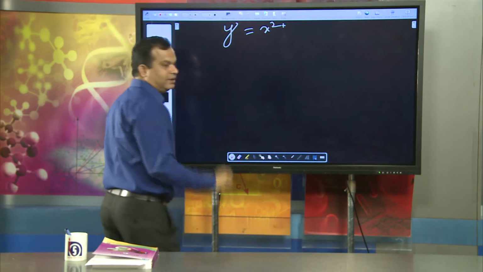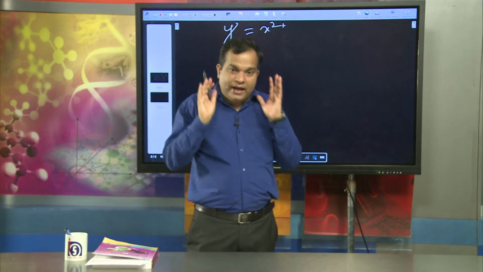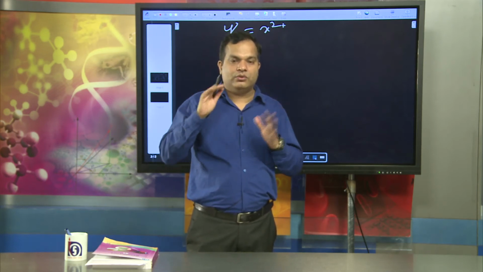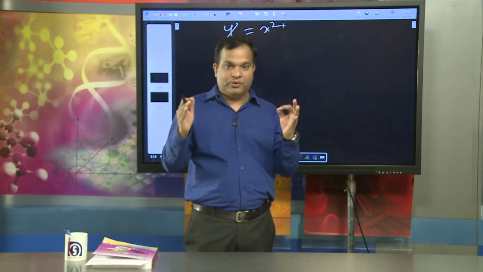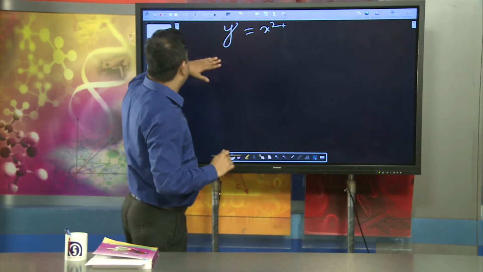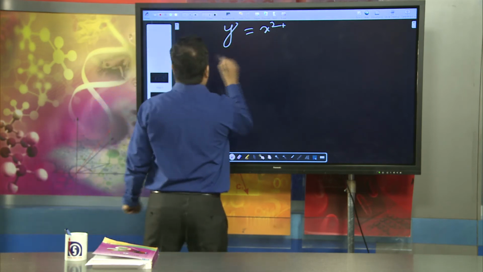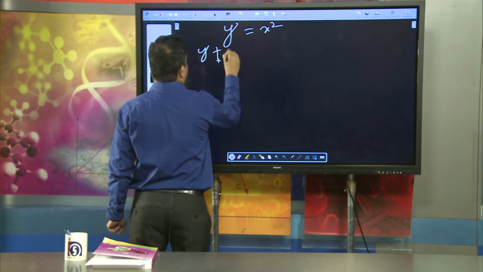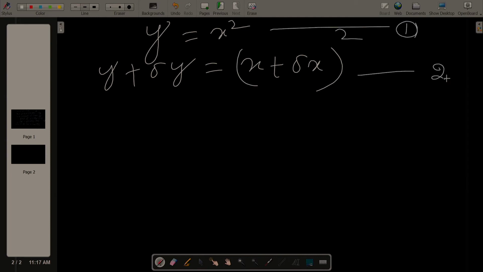Step 1: you simply write down the function, and we are going to find the derivative of this function by the first principle. Here y equal to x square. Suppose I take y plus del y equal to x plus del x whole square. Suppose this is equation 1, and this is equation 2.